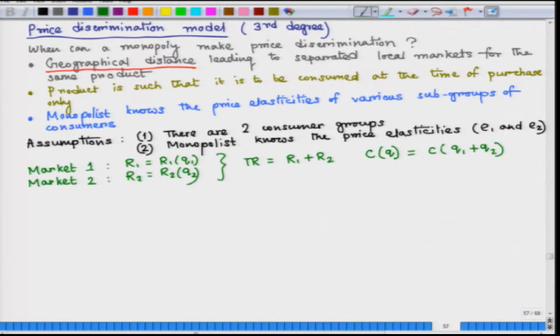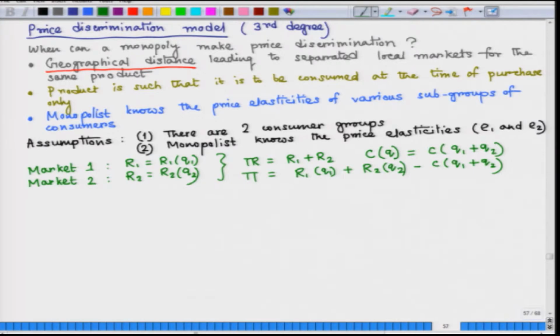So, given the revenue function and the cost function, now we can write the profit function, which is basically R1 of Q1 plus R2 of Q2 minus C of Q1 plus Q2, right. Okay. So, how to maximize profit in this case?